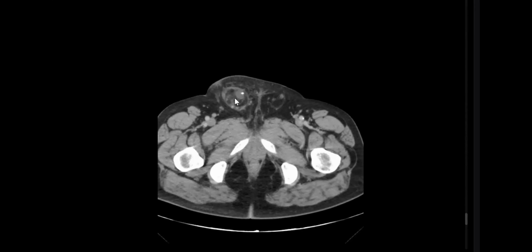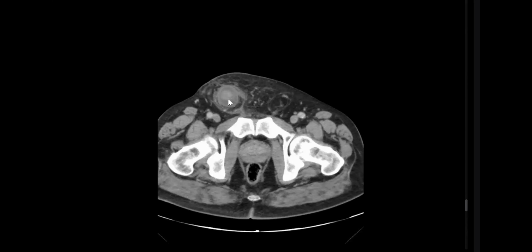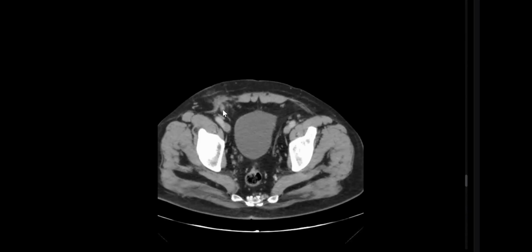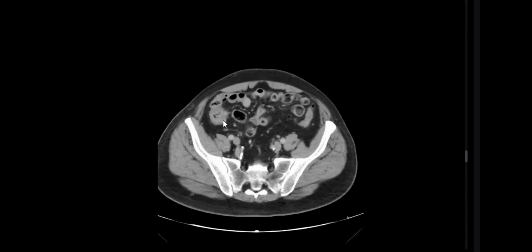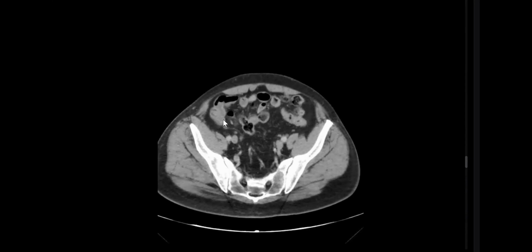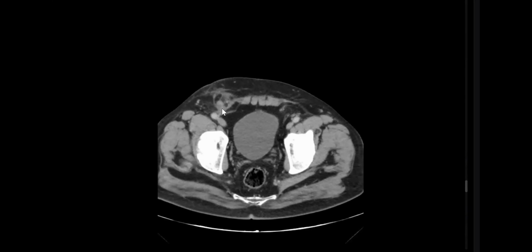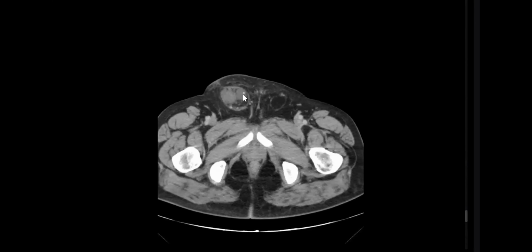Okay. What about this calcific focus? Appendicolith, yeah. And what about this rounded structure, connected to the base of the cecum? You see this area? Then the calcific focus.